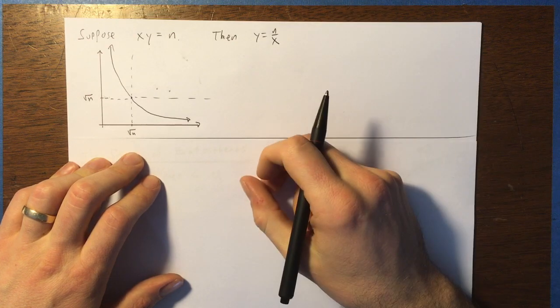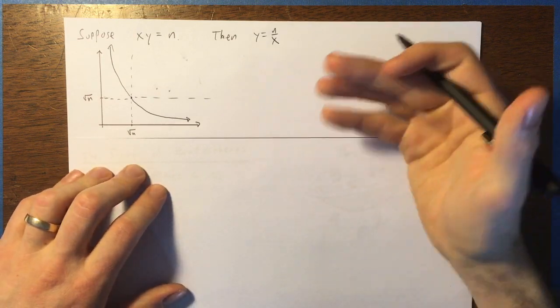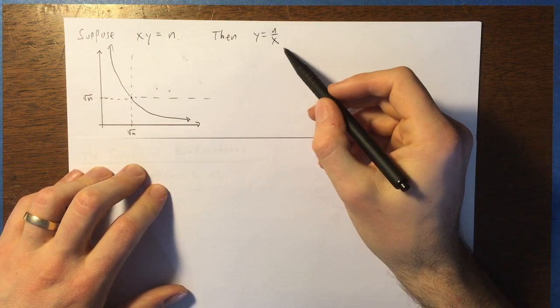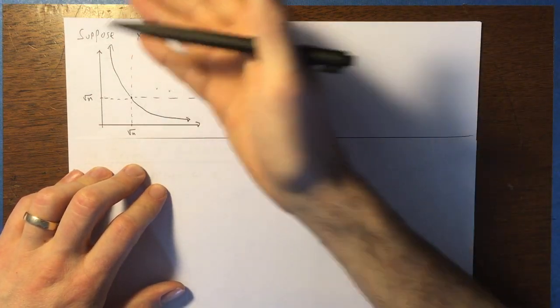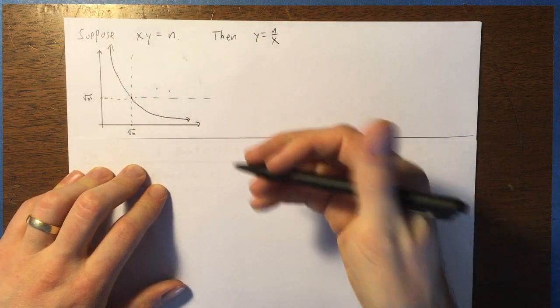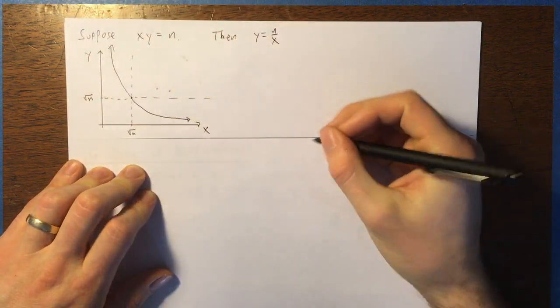And for the moment, let's think of x and y as being real numbers. Then we could graph y equals n over x, and it would look like this. For some constant n with x and y as variables, we would get this graph on our x-axis, y-axis.